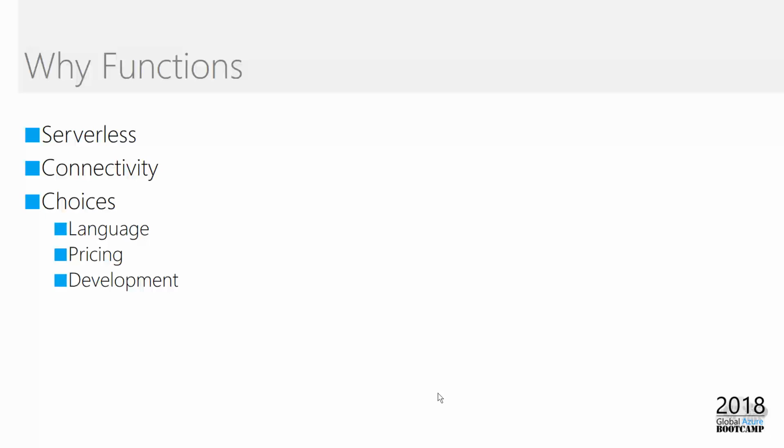So how many people use web jobs? Okay. How many people used worker roles in the old ASM? Okay, a few people. So basically, the functions are kind of the next iteration of both of those. The functions uses the same SDK as web jobs. They are making some changes to that for languages and things like that. It has a lot of the same connectivity as we saw with Logic apps.